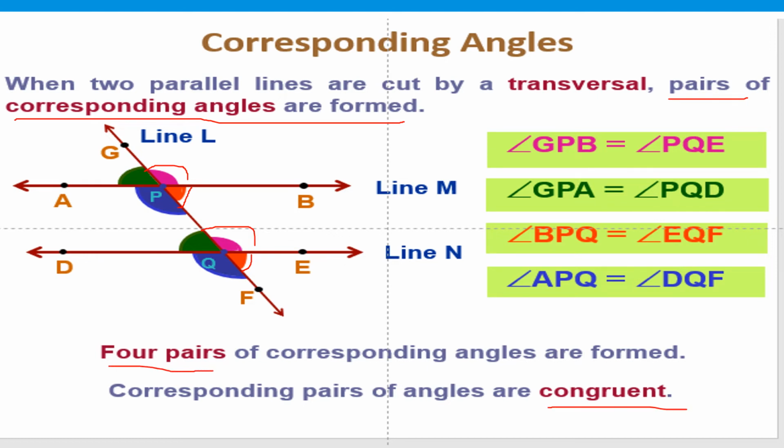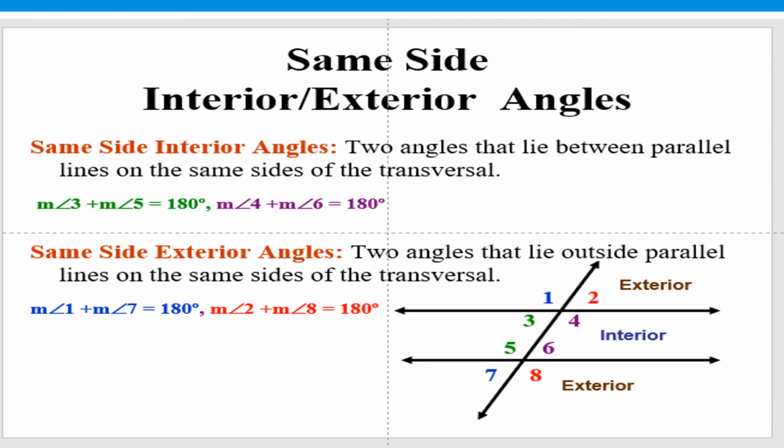Okay. So remember to look at these colors. So we have the angle EPQ and angle DQF. So these are corresponding angles. Okay. These are what we call congruent. We have also same side interior and exterior angles.